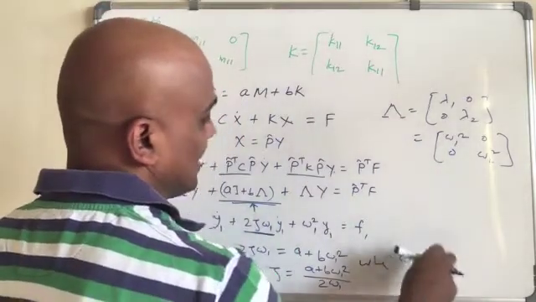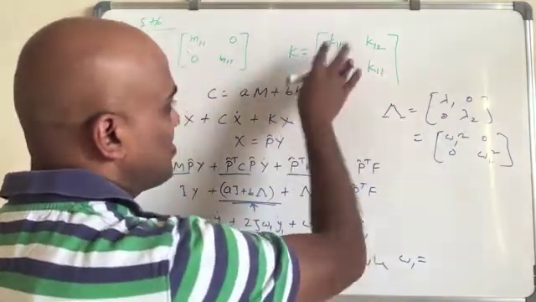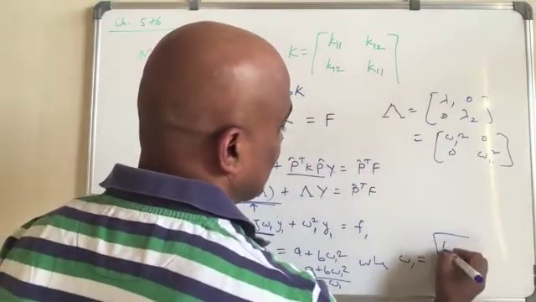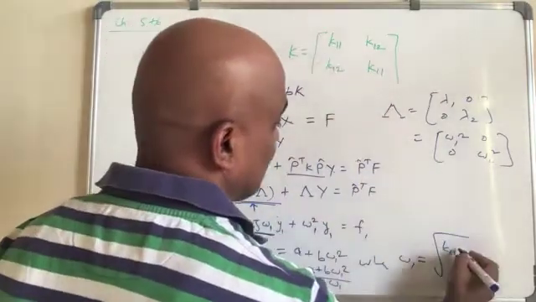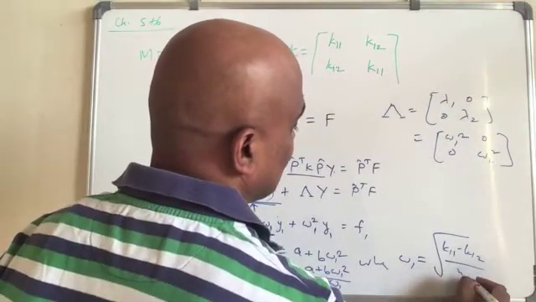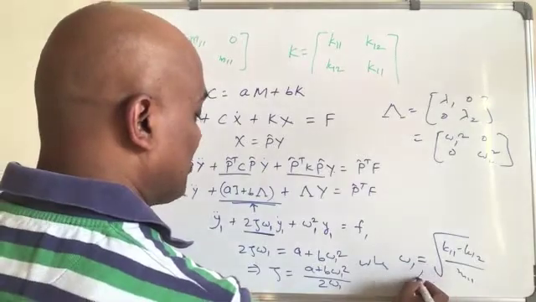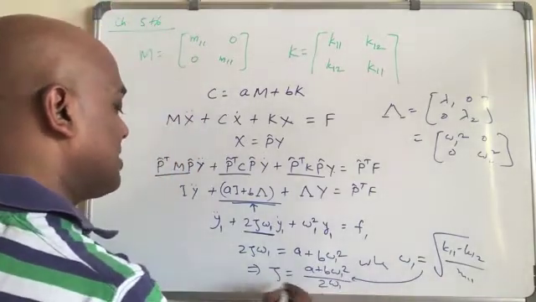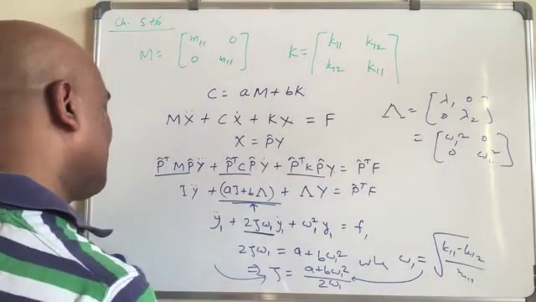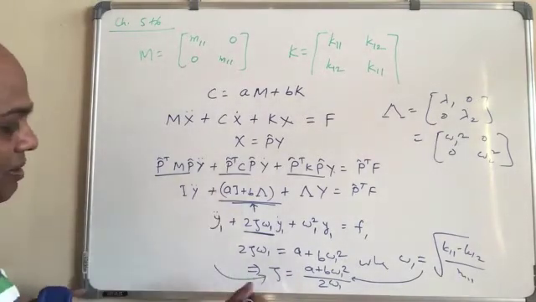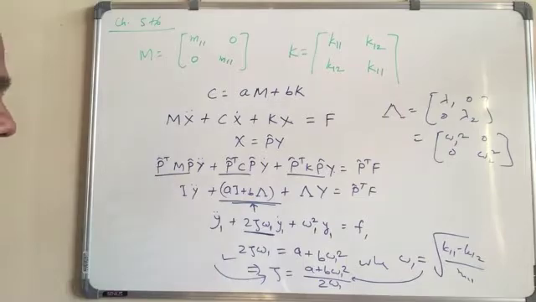If you do the same problem again and again, you will realize that omega 1 will be simply root under k11 minus k12 over m11. So this omega 1 value, you put it here, with the value of A and B, and you will find out the damping ratio. Yes, this is the damping ratio you have to find out for this problem. So this is done automatically.